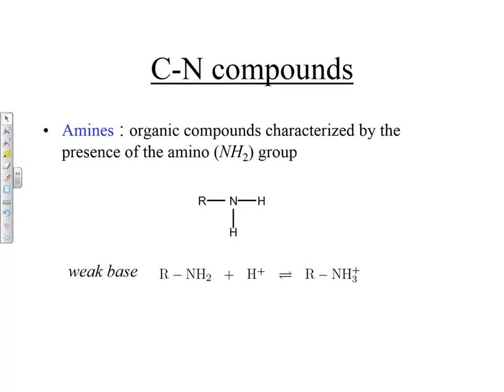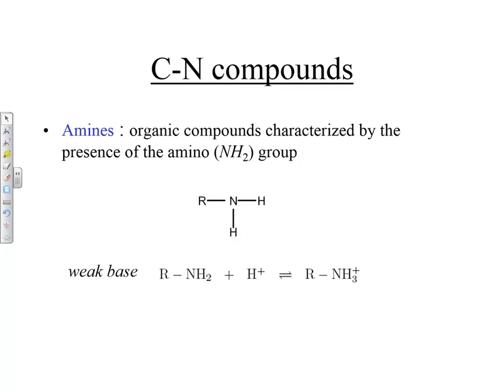Okay, now we move on to another group of compounds, which are compounds that contain carbon and nitrogen. All right, because in living things, nitrogen is there all over the place. So amines are organic compounds that are characterized by the presence of the amino group, NH2. So NH3 is ammonia. All right, you take that one H away, put in any organic group, that's an amine.